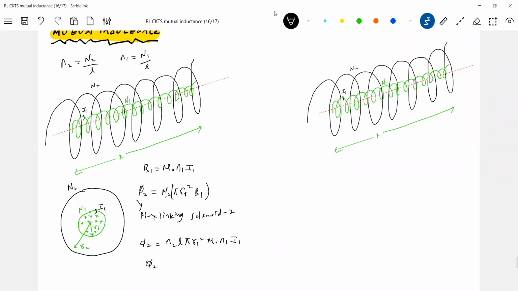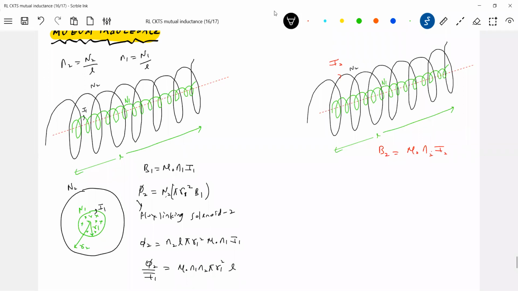Let me bring that term phi 2 by I1. Flux linking the second coil due to current in the first coil. So this should be mu naught N1 N2 pi R1 square, keep it here, into L. Let's come to this. I'll pass a current in the second solenoid. Then what is the magnetic field produced by the second solenoid? Mu naught N2 I2. Then how much flux will link the first solenoid?